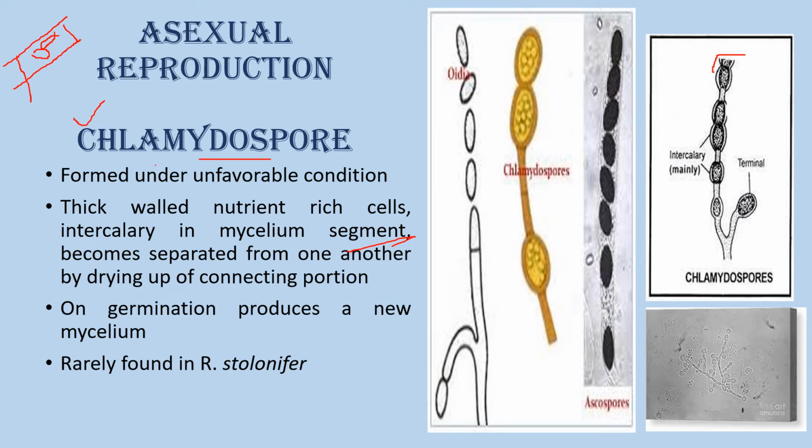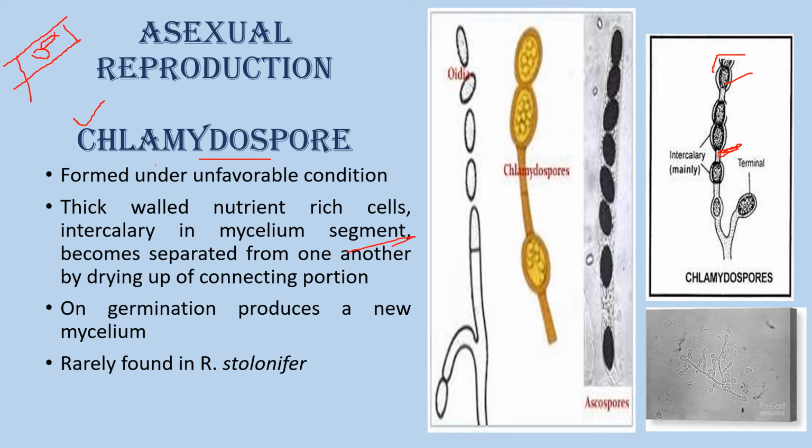So they accumulate the food matter, and they grow a wall. This thick-walled, nutrient-rich spore is called the chlamydospore. Each of the chlamydospores has an intermediate region which is practically dead, and this region desiccates and sets free the chlamydospore. The chlamydospores occur in intercalary position, and they are set free by the decay of the intermediate region.